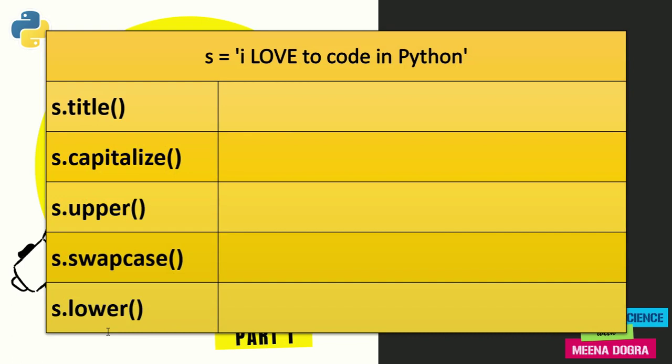Pause the video over here, take a screenshot, and just let me know the answers in the comment section. If S is a string that stores "I love to code in Python" in mixed case, what will be the output of S dot title, S dot capitalize, S dot upper, S dot swap case, and S dot lower? I've kept the functions in random order, and I would love to see your answers in the comment section.